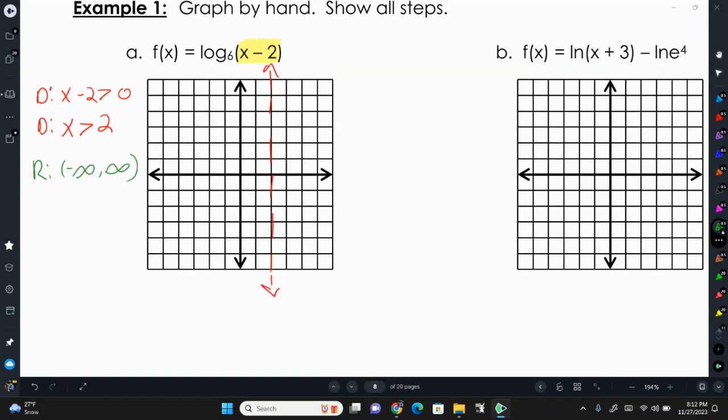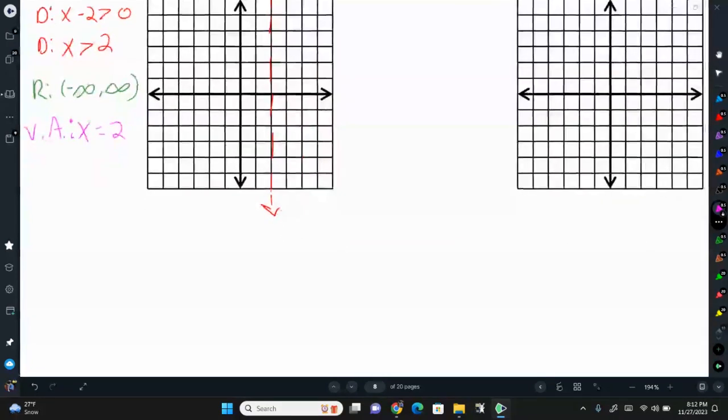So now let's list the VA. The vertical asymptote is x equals 2. So now we have to figure out the x-intercept. So the x-intercept, we're going to set the function equal to 0. So log base 6 of x minus 2 is equal to 0.